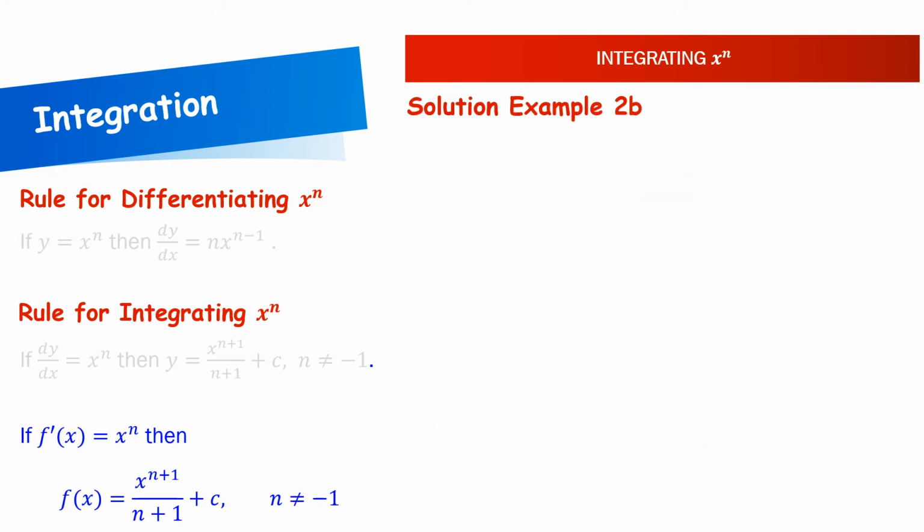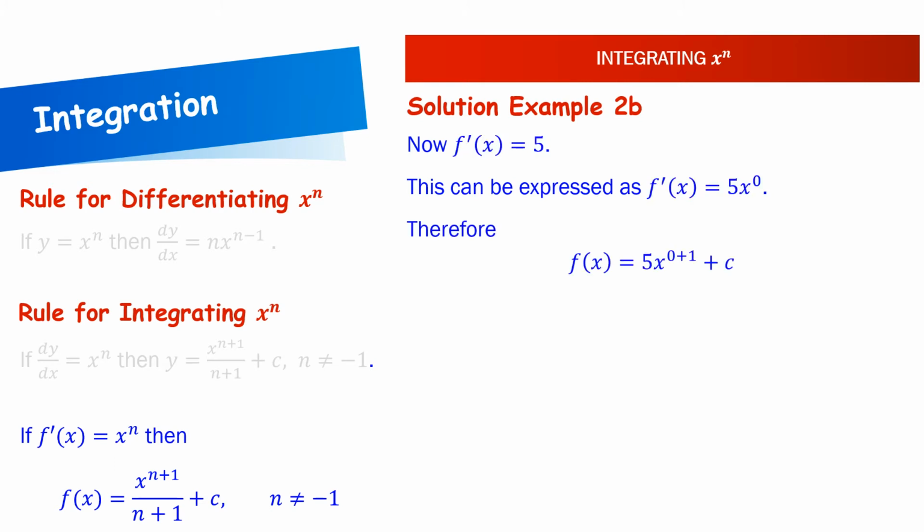Now let's have a go at example 2b. f dash of x equals 5, and another way of expressing this is 5x to the power 0. So n equals 0, and therefore f of x equals 5 times x to the power 0 plus 1 plus c. Therefore, f of x equals 5x plus c.